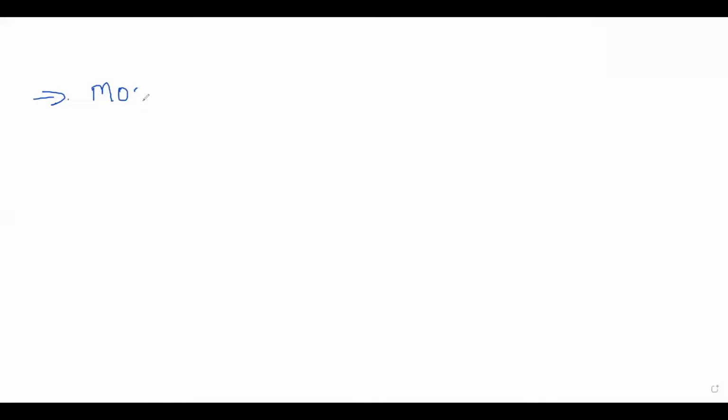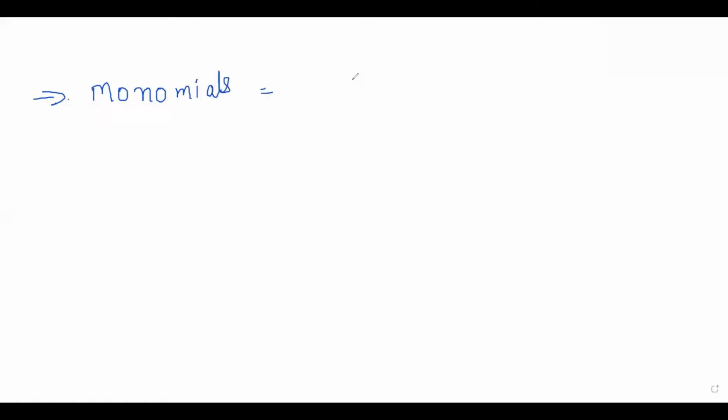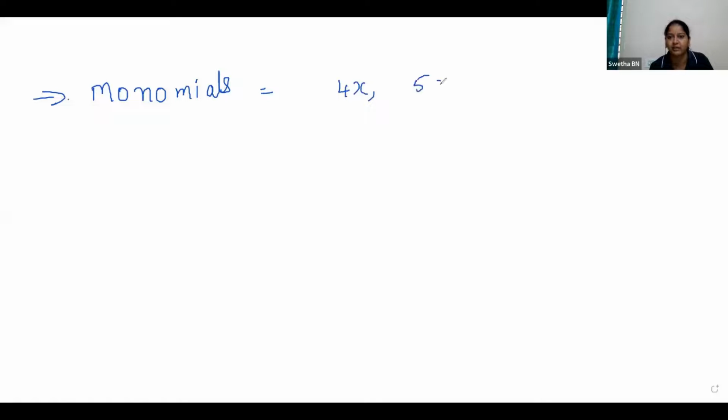So based on the number of terms, we classify the algebraic expression. Which are the types? Yes, ma'am, 3 types. If there is only one term, it is called a monomial. So if there is only one term in the expression, for example 4x or 5a or 3z, right now, this is a monomial.